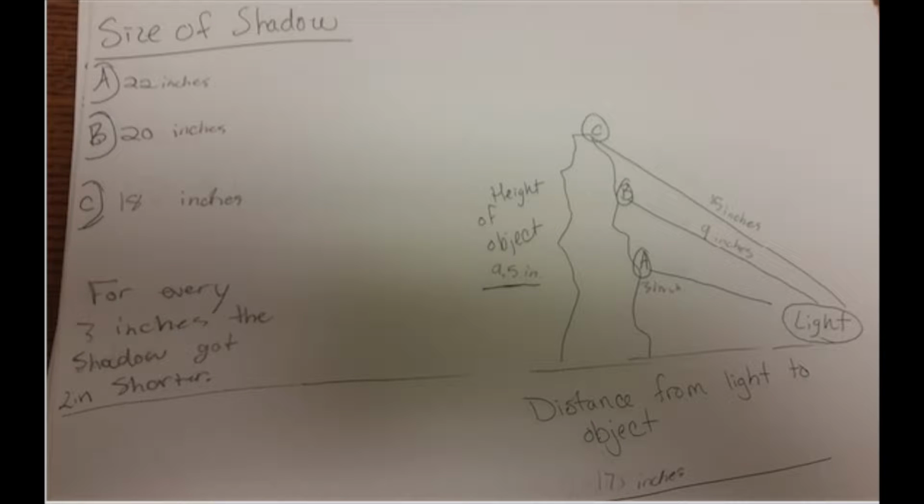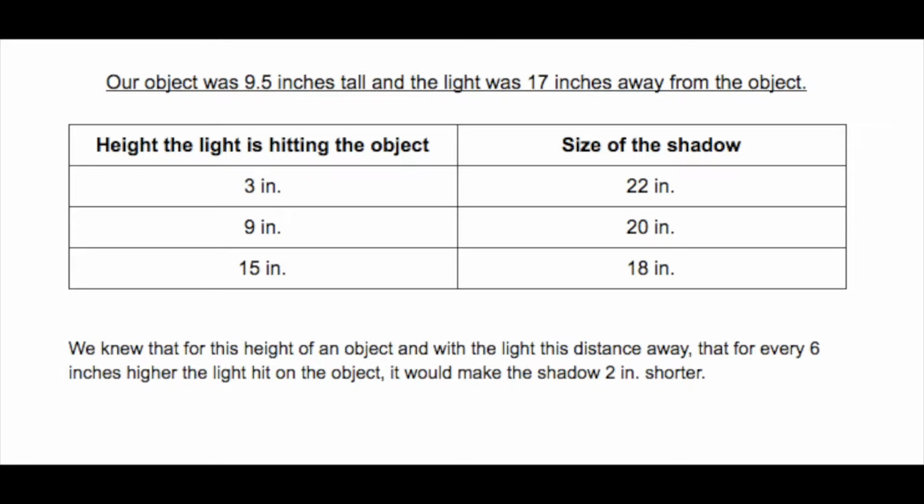We wanted to determine the effect that an angle of a light hitting an object had on the shadow. We adjusted the light up in 6-inch increments and noticed there was a proportional relationship. The data that we gathered from the dependent and independent variable was that every 6 inches higher the light was tilted to hit the object, it would make the shadow 2 inches shorter.